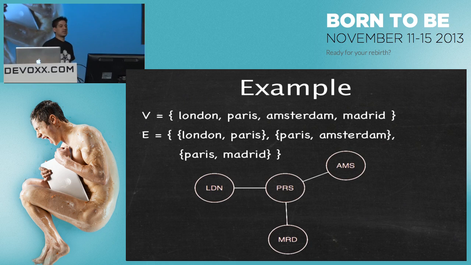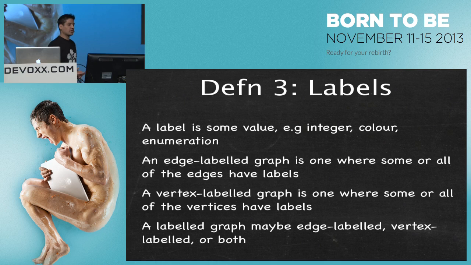And here's a short example. This is, say, the train network between London, Paris, Amsterdam, and Madrid. You can see that we've described the edges in pairs, like that. So that's a simple graph. What you can do to make things a bit easier is label things. So you might label an edge with a name, like train, plane, car, or you might give it a number, like 5, which is the amount of people that can travel along that path at any one time. And that's an edge-labeled graph.